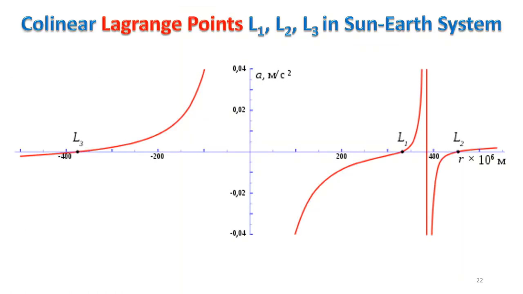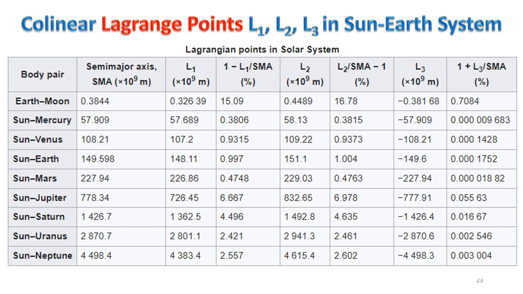This is the complete functional plot of the requisite equation, wherein you can easily identify L1, L2 and L3. The curve is intersecting with your axis, showing the real roots. To conclude our discussion, I would like to show you this table wherein you can find L1, L2, L3 for the Sun-Earth system, the semi-major axis of the Sun-Earth system, L1, L2 and L3.